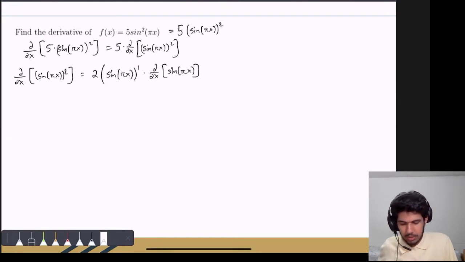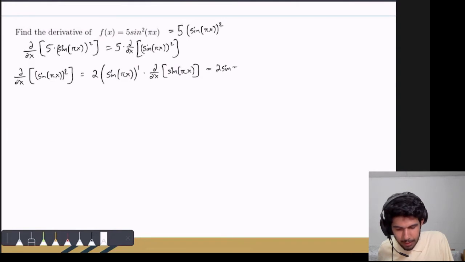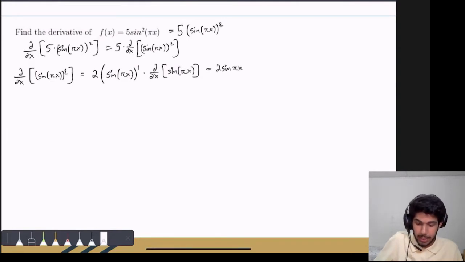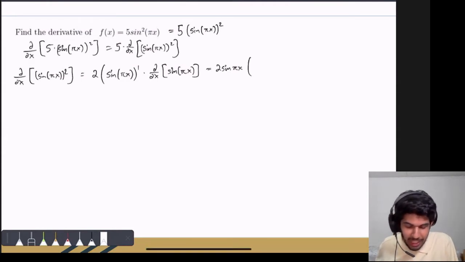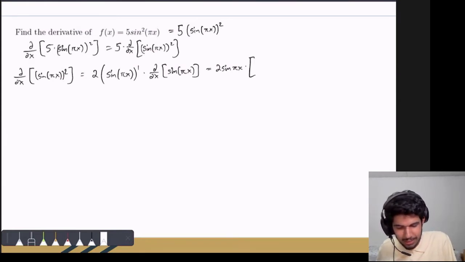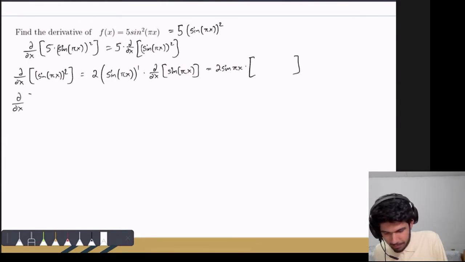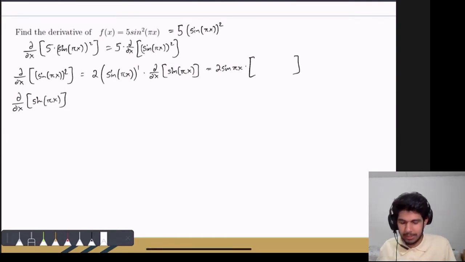Okay? So that is equal to 2 sine of pi x. Well, then what's the derivative of sine of pi x? That kind of looks like the job for another chain rule. So I'm just going to leave this blank for a moment, and let's compute that. Sine of pi x, right? If it was sine of x, we know how to do that, but now it's being multiplied by something. So again, what's the outside function? The outside is the sine. Sine is being applied on pi x, which is also a function of x. So the inside is pi x, the outside is sine.